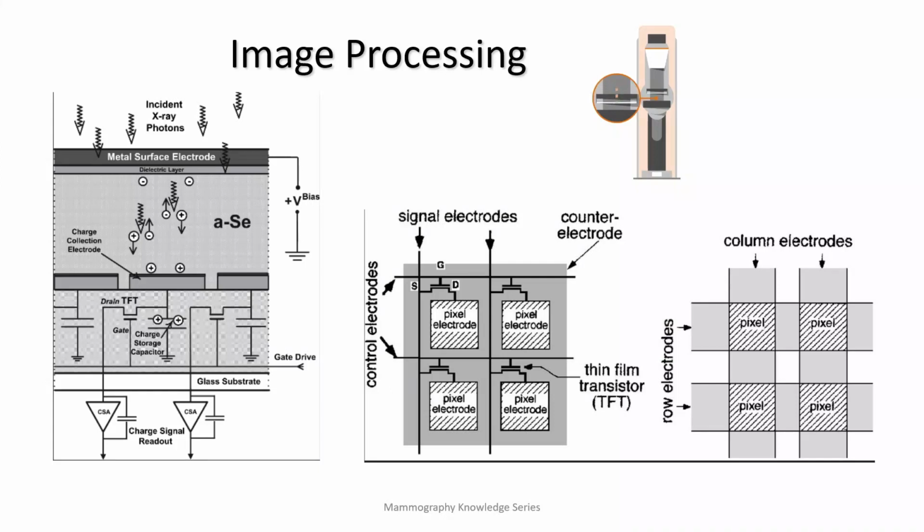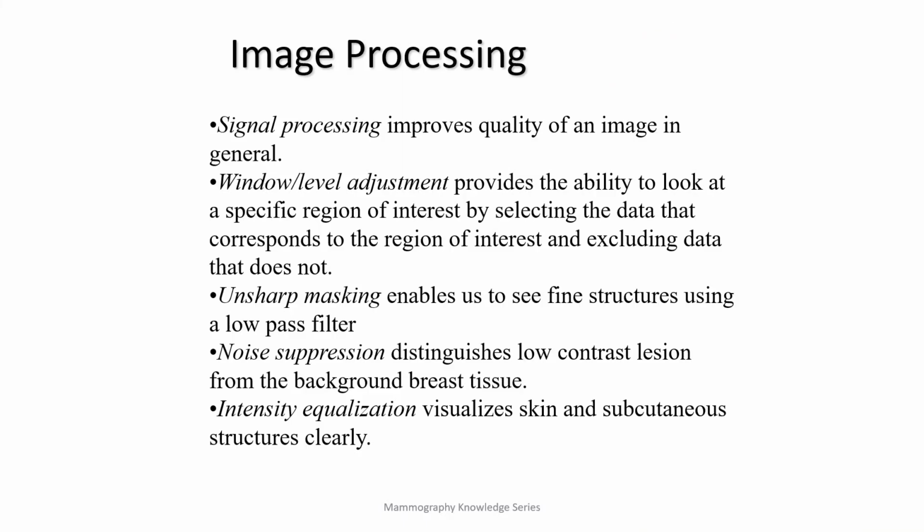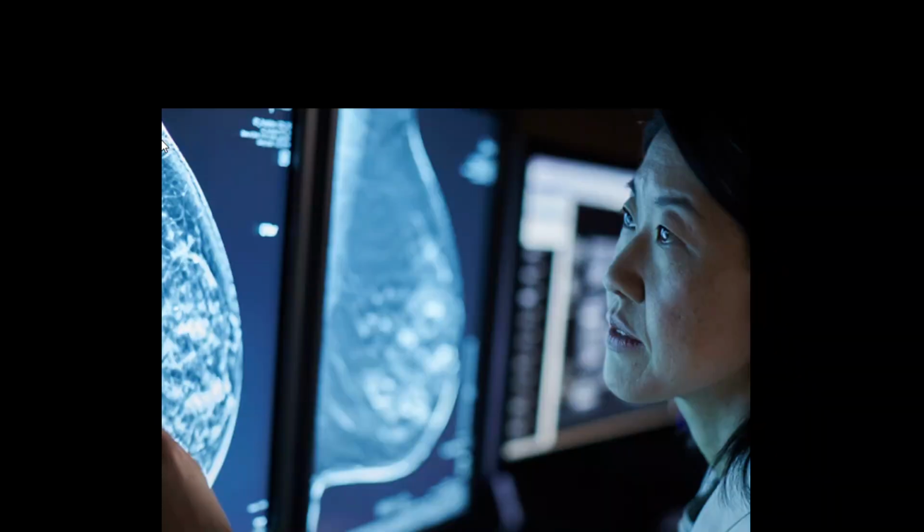This graph represents the direct detector. We're going to discuss both, but let's get back to image processing of the signal. We're taking an analog or continuous signal and digitizing it, putting numbers to it, to be able to visualize and create a mammographic image to be displayed on a monitor. Once it is displayed upon the monitor, we need to be able to manipulate that image to get the best quality out of the data we've collected.